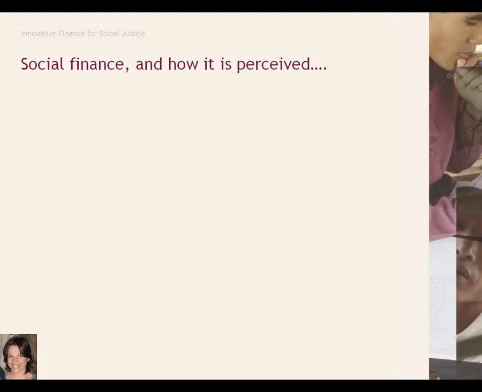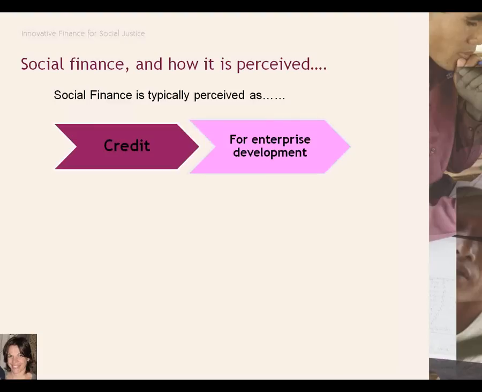Firstly, social finance is often perceived as credit, and it's often used then for enterprise development. This is not only in the ILO how people look at social finance, it's even outside. But if you look at it from this perspective, it's quite limited, because you can only use a limited number of instruments, which is credit, for a limited number of objectives. But there are also other ways of looking at social finance.